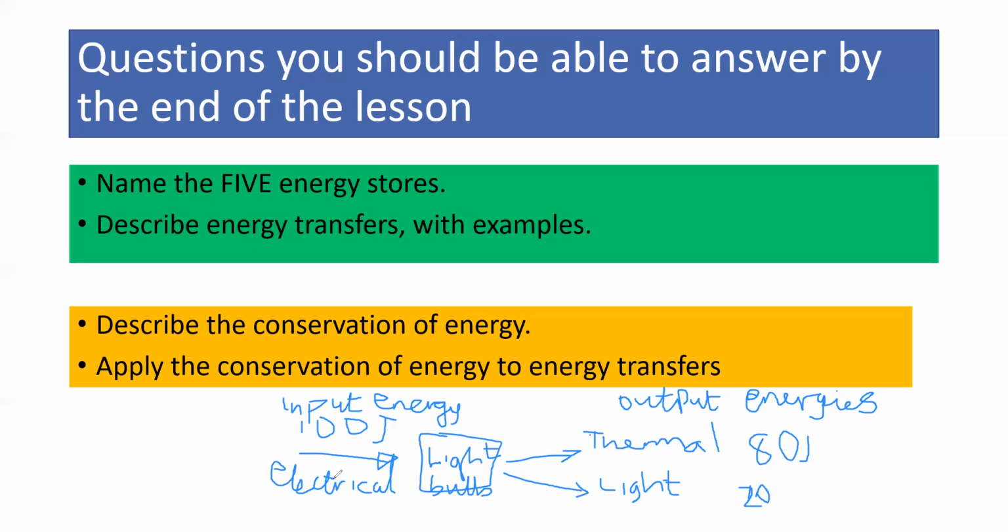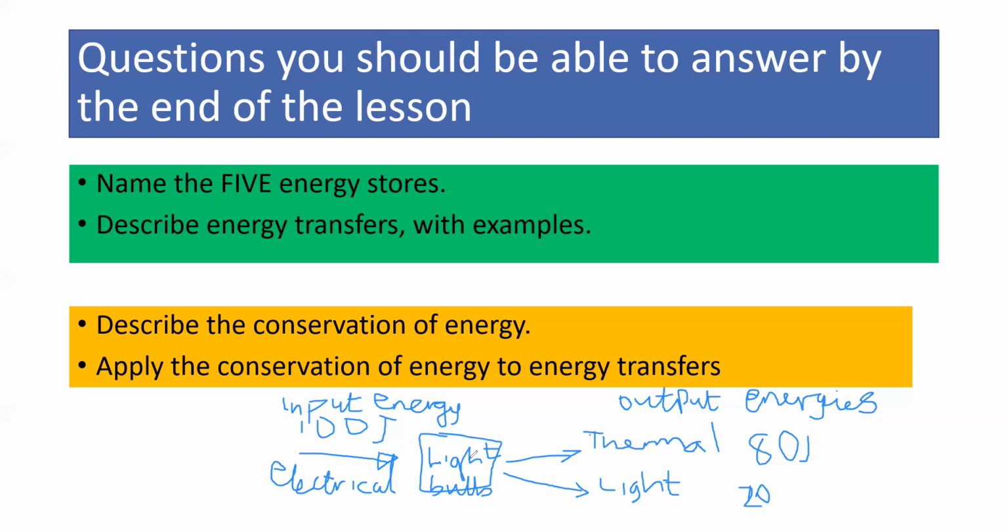Name the 5 energy stores. Very easy. We've done it in previous lessons. Chemical, gravitational potential energy, elastic potential energy, nuclear energy. These are all energy stores. Okay. Describe energy transfer with examples. Very easy. This one I've done here is an example.